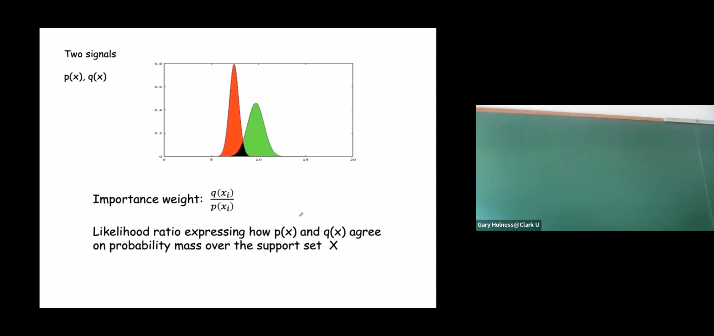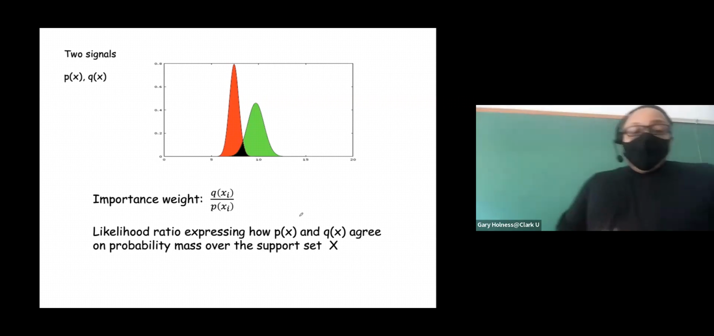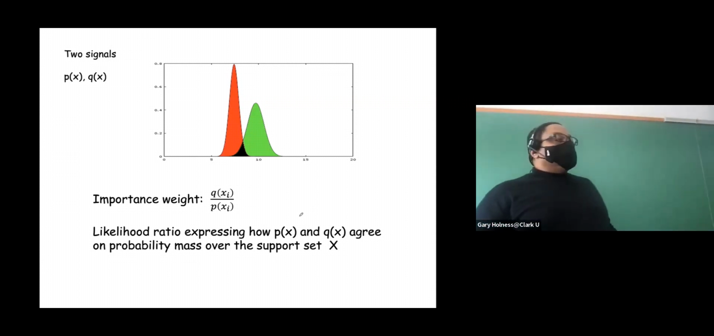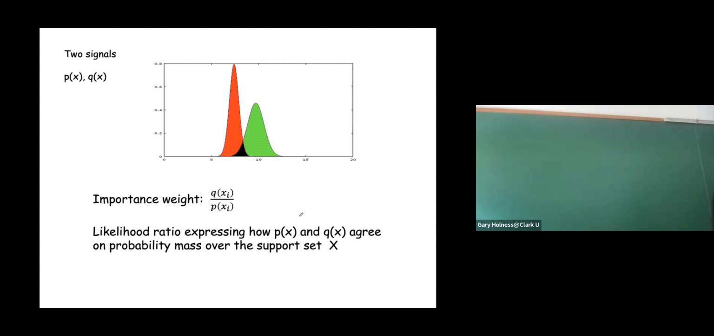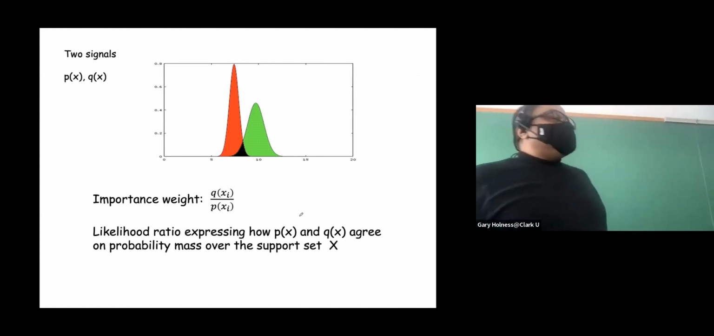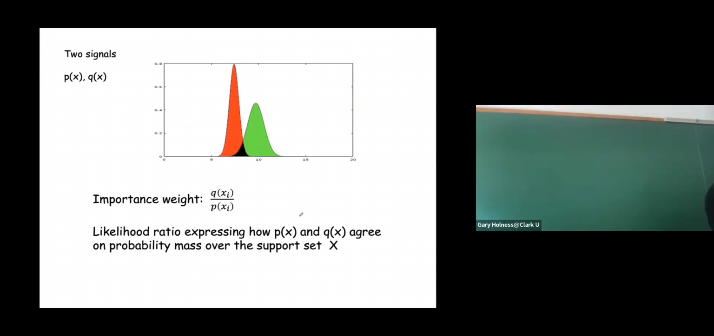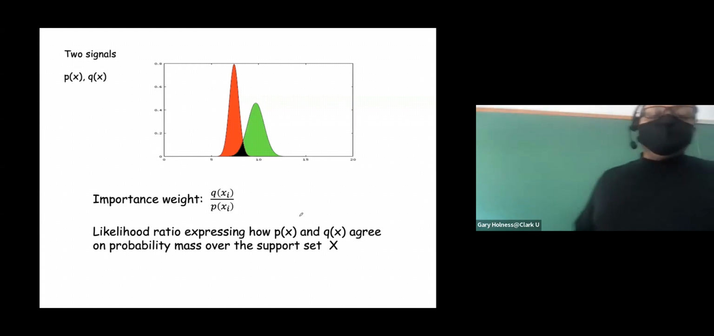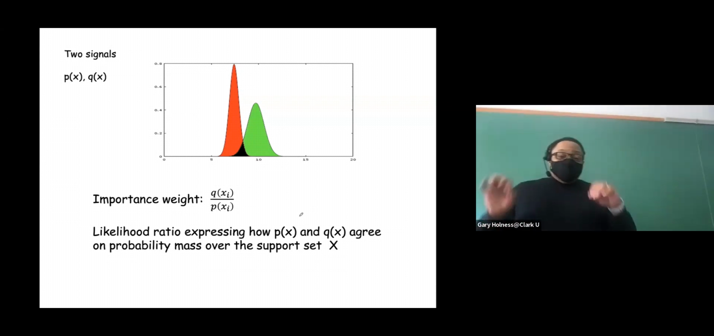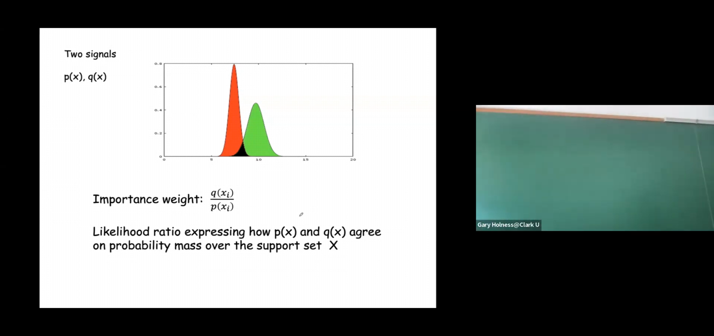Importance weight expresses what's called a likelihood ratio. It's the ratio between two likelihoods or probabilities. Let's imagine we had one signal P, which was your original signal coming into this channel, and another signal Q, which is the signal coming out of the channel that's corrupted by noise. One of the things you might want to know is how similar these things are. The likelihood ratio is a way of expressing how much two different signals or probabilities agree on the amount of mass they place on a particular value. Does that make sense? Any questions?